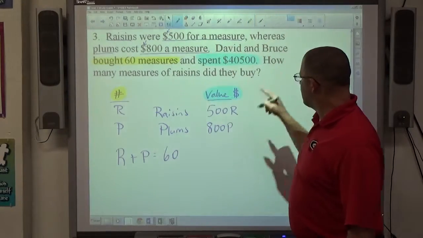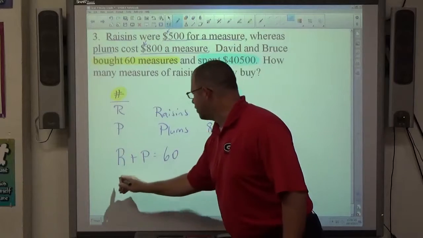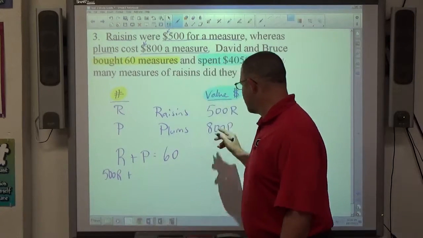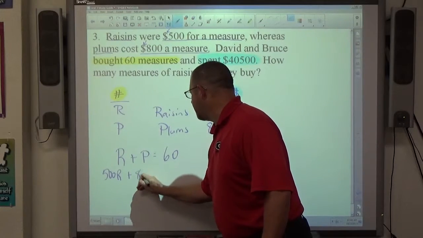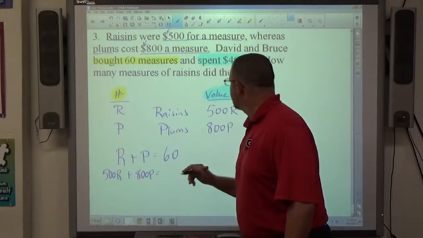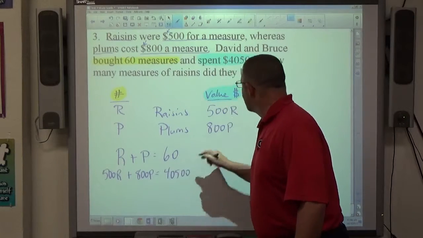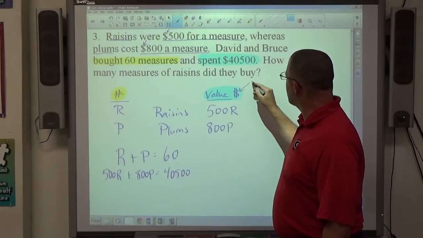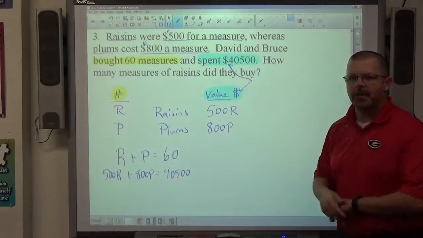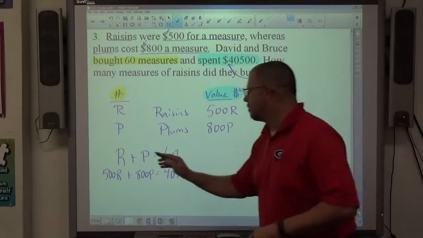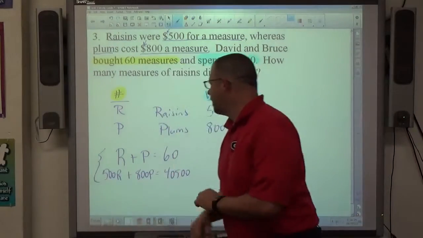And then we take how much money they spent on raisins, 500R, plus how much money they spent on plums, 800P, equals how much money they spent altogether, 40,500. I notice the unit of value here matches the unit of value there, so no modifications are necessary to the value equation in that one. Okay, and there's my system of equations. This is going to help me solve the problem.